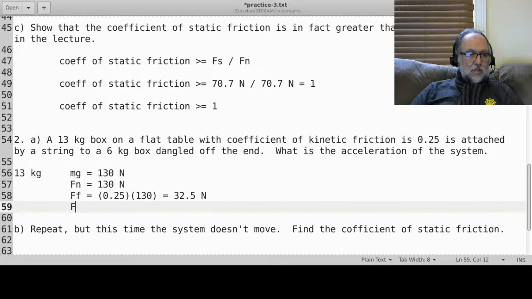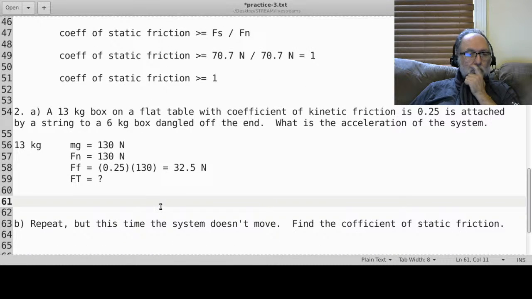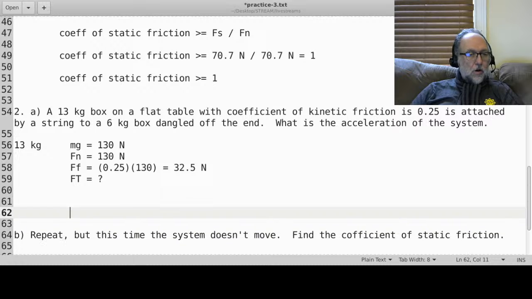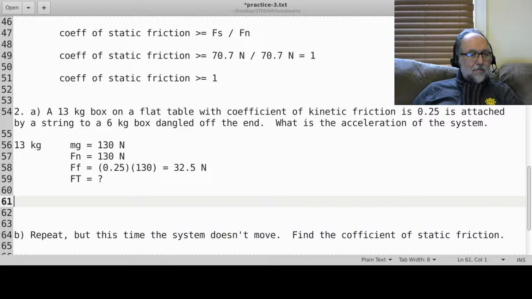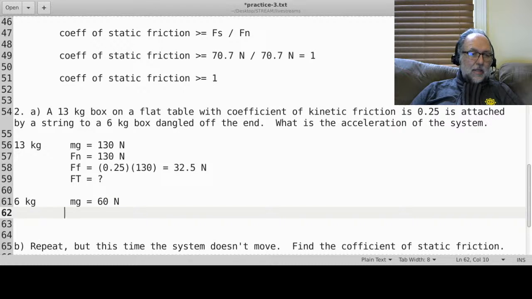And we found that FT was unknown. For the 6 kilogram, we found that mg was equal to 60 newtons, and the tension force was also unknown.